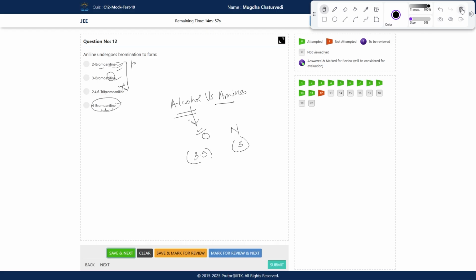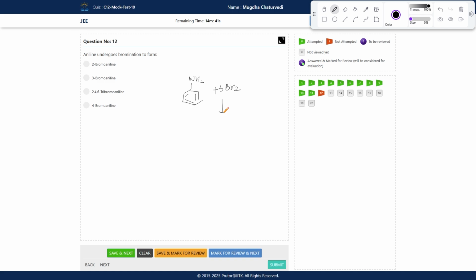Now let us see the next question. It is saying aniline undergoes bromination to form... Right now only we discussed this question. If I have aniline, which is NH2, when it reacts with 3Br2 in presence of Br2H2O, then it forms a polysubstituted product. So I have aniline over here. This is NH2. And this Br gets attached to 2, 4, 6 position.